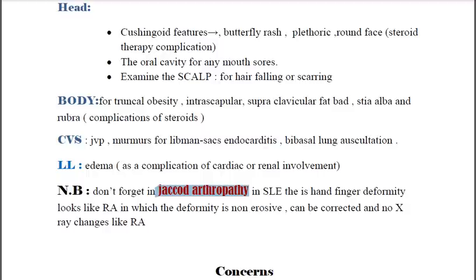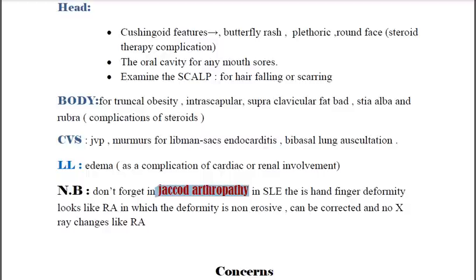You can also mention signs of steroid therapy in the form of moon face, plethoric face, and truncal obesity, striae alba or rubra. You can also mention any other symptoms or signs in the patient, like butterfly rash, or mouth sores, or any other affection.